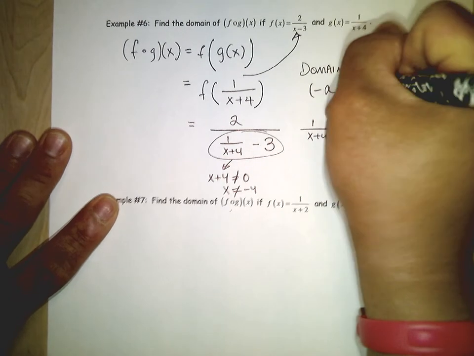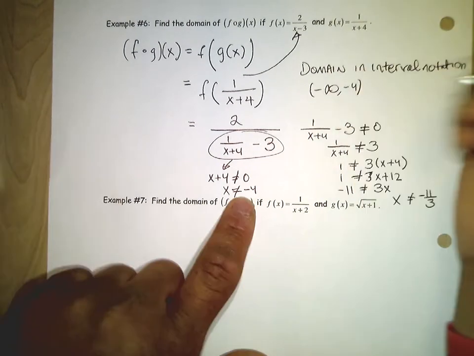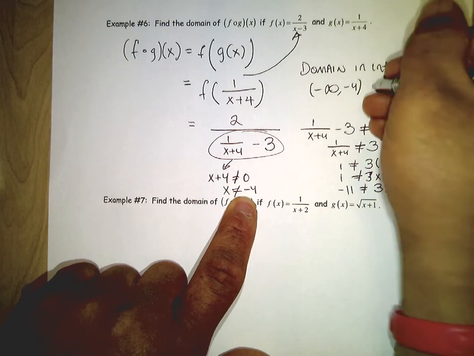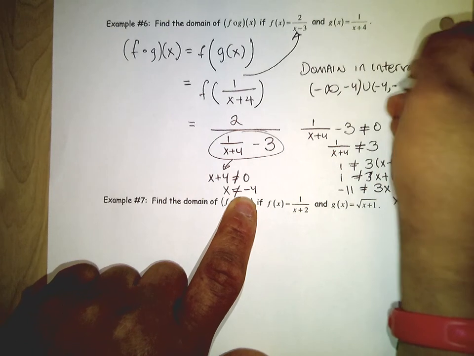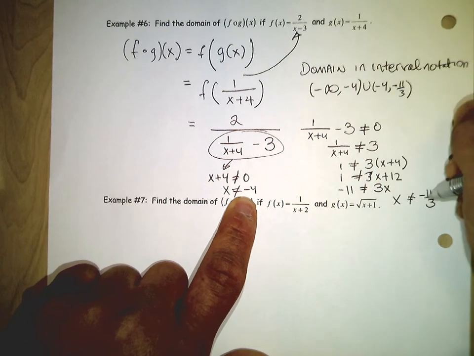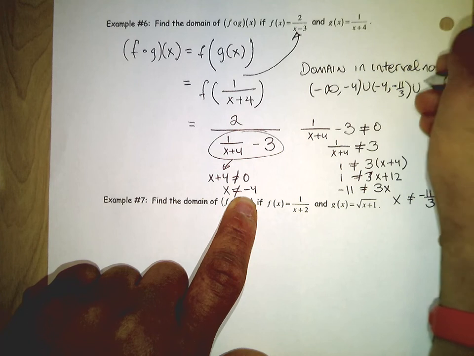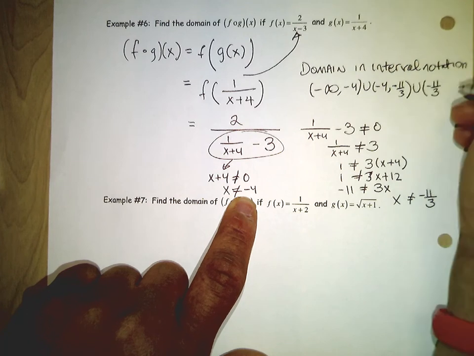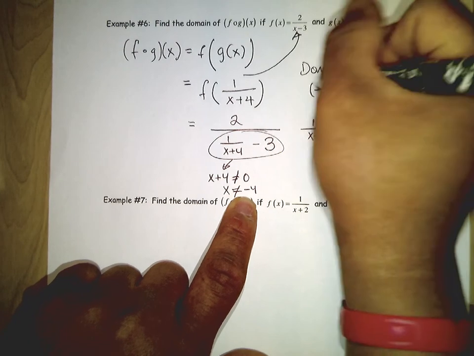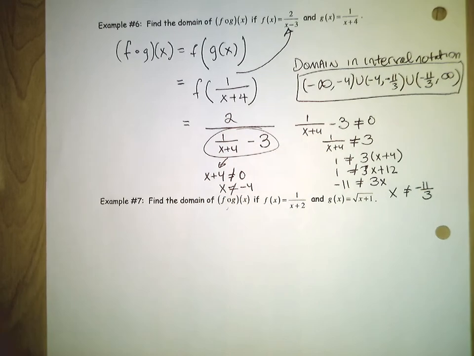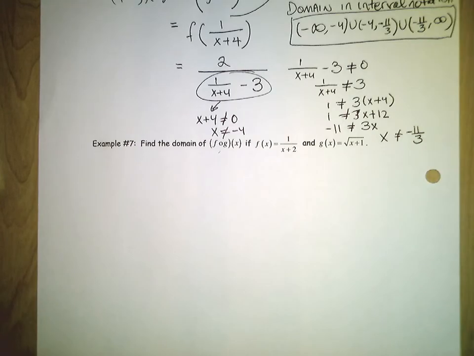So negative infinity to negative 4, since x cannot equal negative 4, and then negative 4 to negative 11 over 3, since x cannot equal negative 11 over 3, and then negative 11 over 3 to infinity. So this is the domain in interval notation.